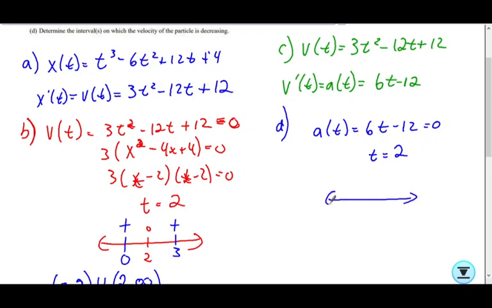So again, set up my number line with 2 as the zero. We're going to test our acceleration. So at time 0, the acceleration is negative. And at time equals 3, it's positive. So if we're talking about where the velocity is decreasing, it's where the acceleration is negative. So from 0 to 2. And again, you cannot include 0 or include 2.